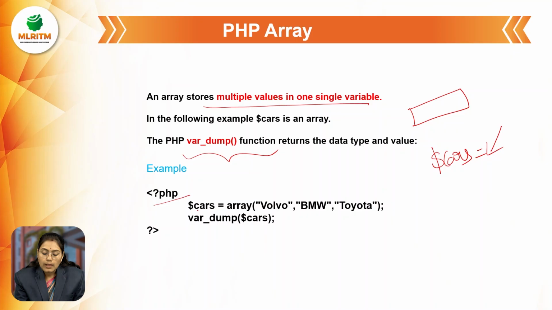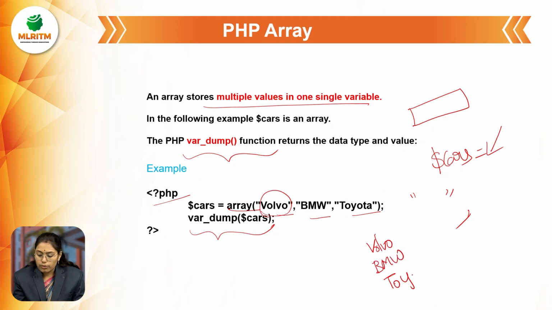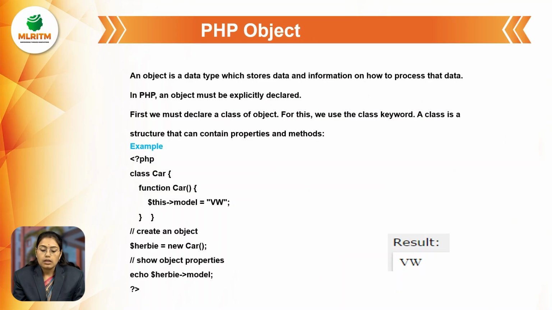PHP script: $cars equal to array of "Volvo", "BMW", "Toyota". Because these are strings, we are using double quotes, and to separate the words we are using commas. Now we want to return the values in $cars, so var_dump of $cars. Then we get the output as Volvo, BMW and Toyota. This is the output. Clear with PHP arrays. Coming to object.